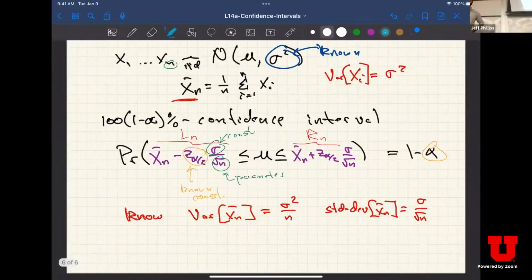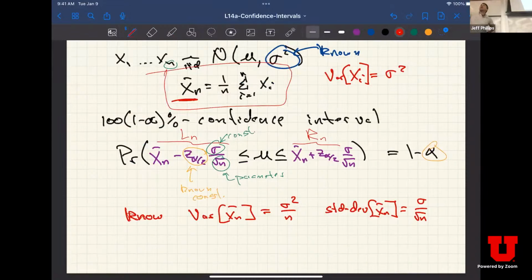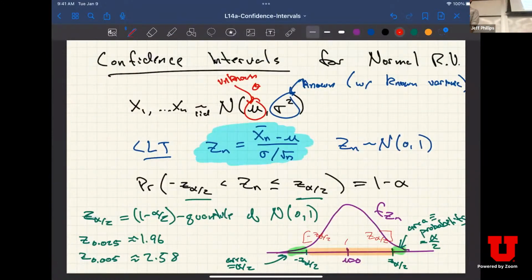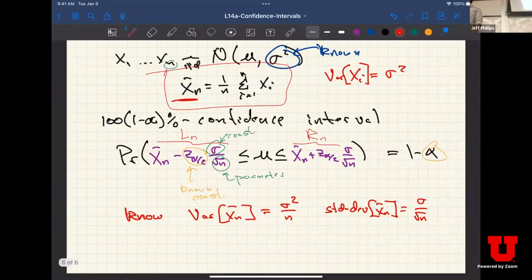Xn bar is a common notation, and it's always going to be this expression. I've got a set of n random variables, x1 through xn, and I'm taking their average, which again gives me another random variable. This is what I'm using as the base, but I need to spread it out. I know Zn is a standard normal random variable. So I'm just doing some algebra here.